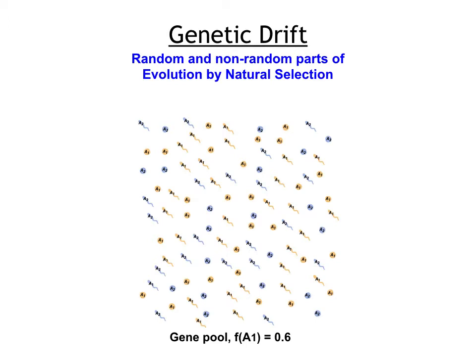Okay, but what happens if we don't? What happens if we select a small population? What happens if, instead of pulling out gametes and forming 1,000 individuals in the next population, we were to only select 10 individuals for that next generation? That is where genetic drift comes into play.